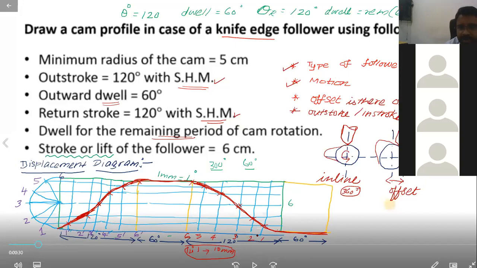So this is the profile we got. So using the displacement pattern we received, we have to draw the profile. I have finished drawing the displacement simple harmonic motion.